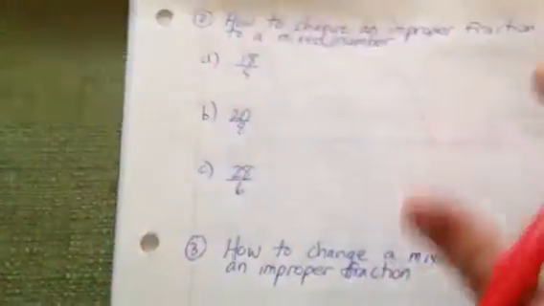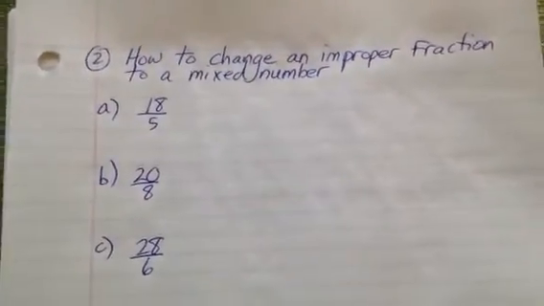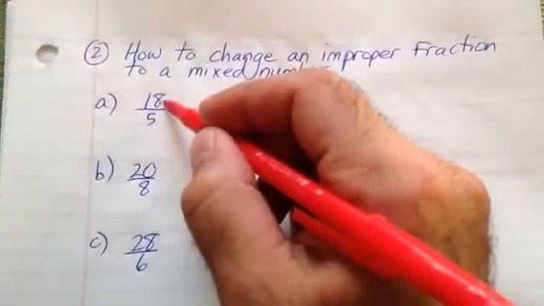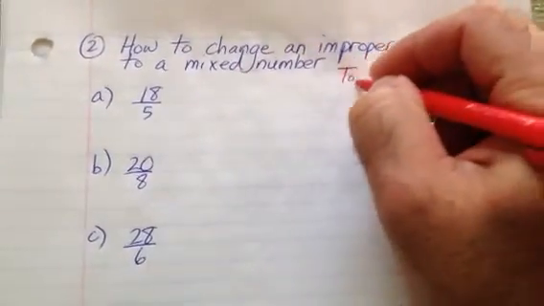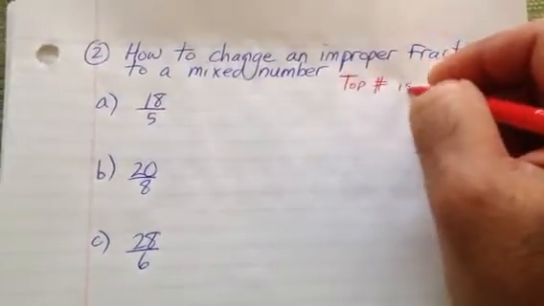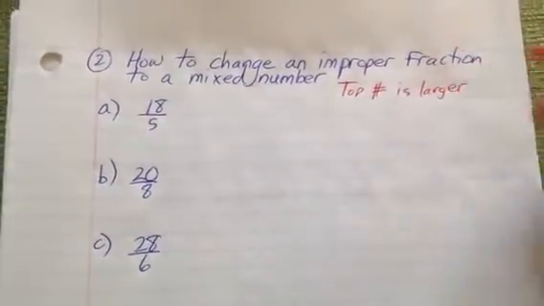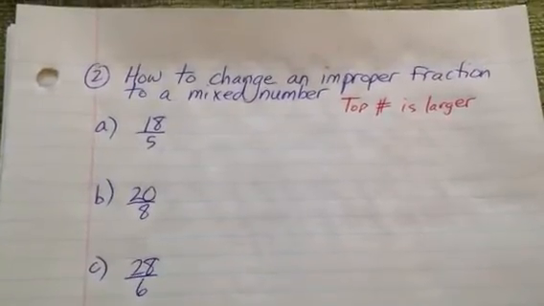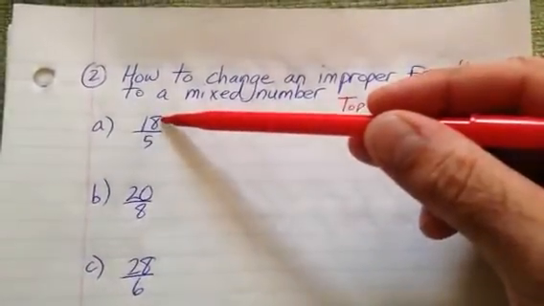Okay, next very important skill is how to change an improper fraction to a mixed number. This is an improper fraction because the top number is larger than the bottom. Whenever you see a fraction where the top number is larger, we say it's improper, because proper fractions usually have the top number smaller than the bottom.